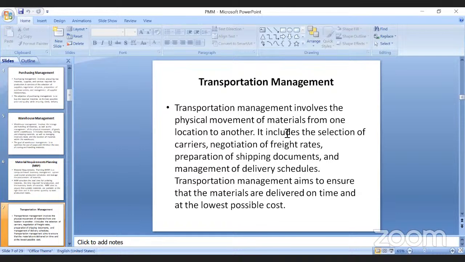Next, transportation management. What is transportation management? Also, you are very clear about this. Who will tell me? In transportation, what are we doing, what will we not do? There is a question.